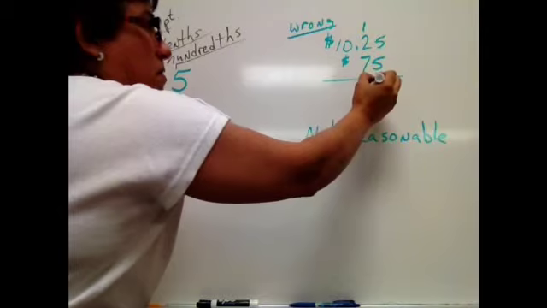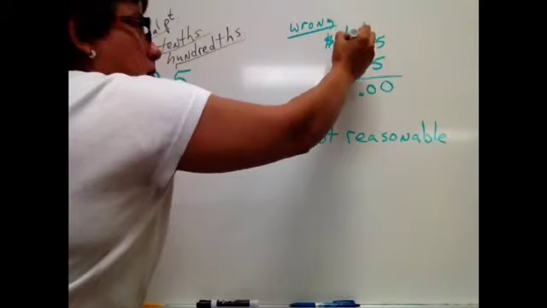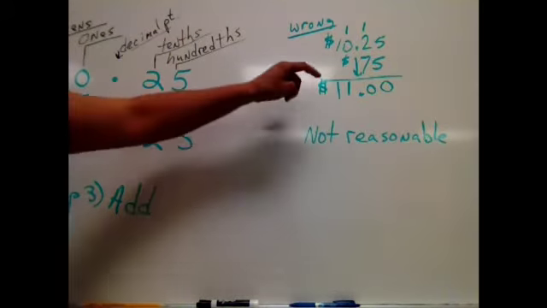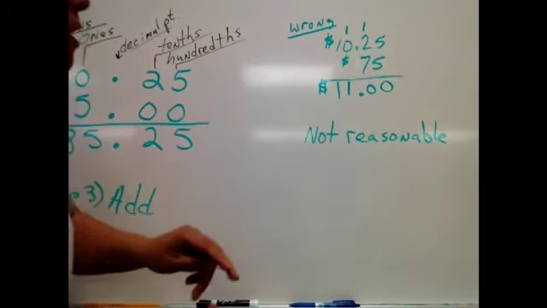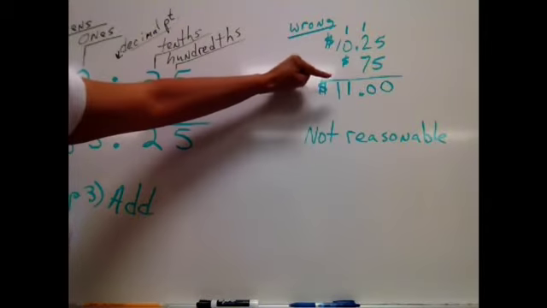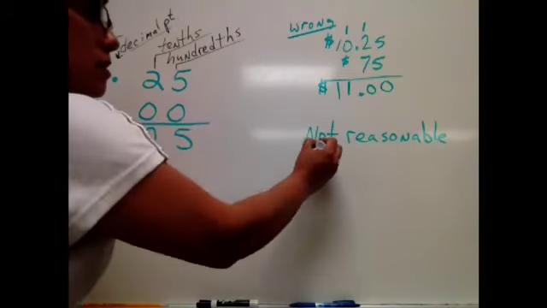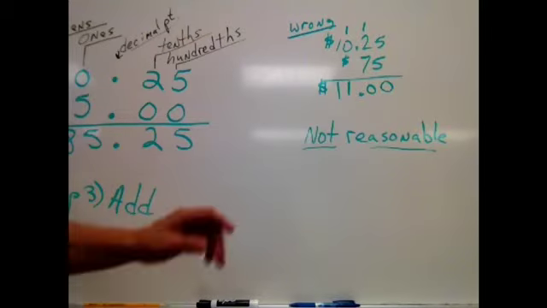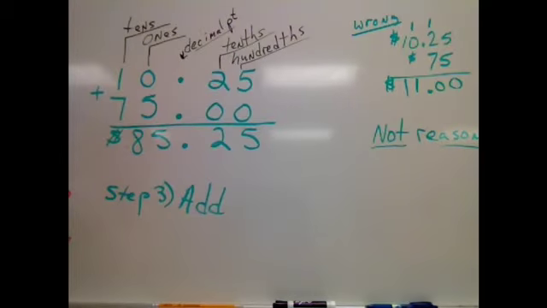Does it make sense that we bought something for $10.25 plus $75, and it's going to cost us $11 total? That is not reasonable. It does not make sense. So be careful. Don't just shove things over. We have to pay attention to place value. That is why this is correct on this side. This is what is reasonable.